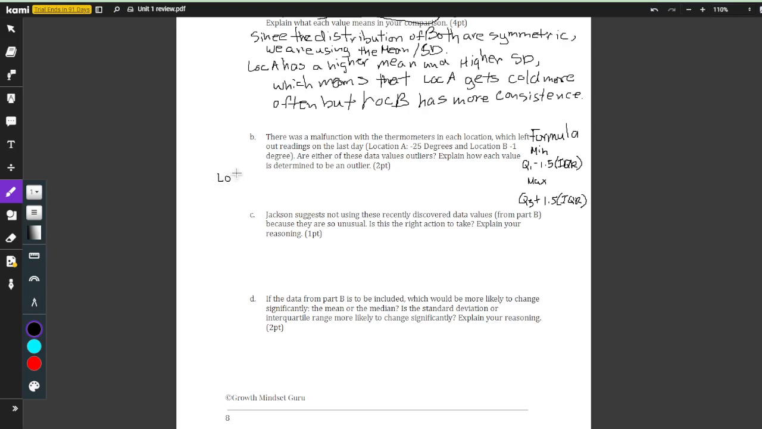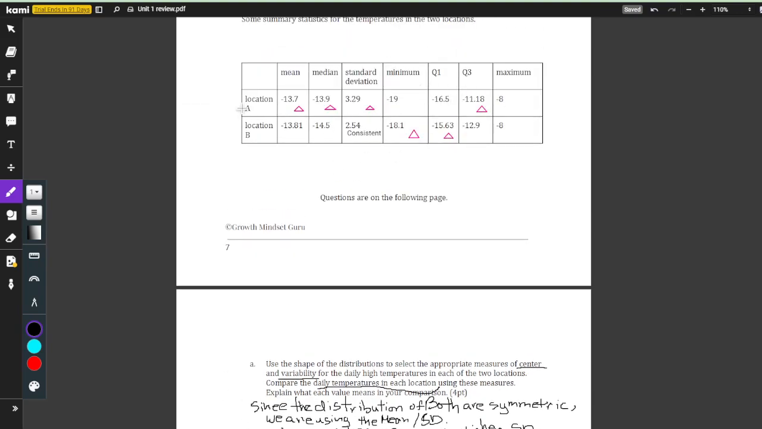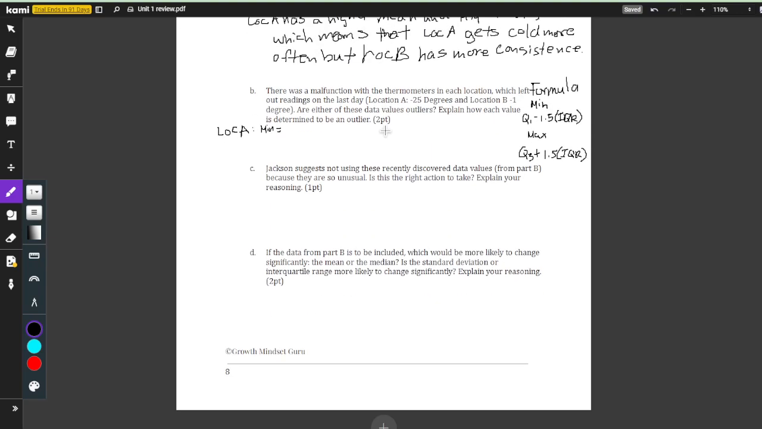So here's location A. Location A is going to be a minimum because location A is negative 25. So that's a minimum. Remember, smaller negative means it's a smaller number. So we are going to use the minimum here, which is equal to, what is our Q1? So we gotta look. Q1 for location A is negative 19.